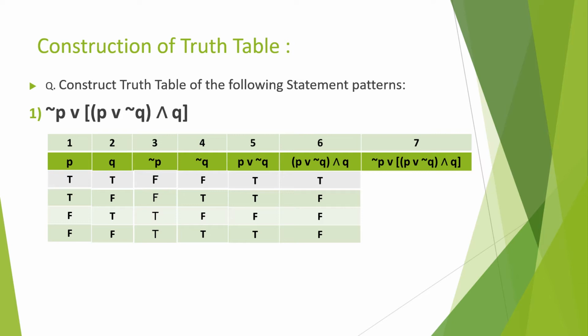Now for the statement pattern, negation P, that is column number 3, or the square bracket, which is column number 6, and in between we have disjunction. So for disjunction, if one of the statements is true, it is true. Now negation P is F, in the sixth column we have T, so F or T is T, in the next one F or F is F, in the next one T or F is T, and in the last one also T or F is T, so that's why it is TFTT. So this is the construction of the truth table of negation P or negation Q and Q.